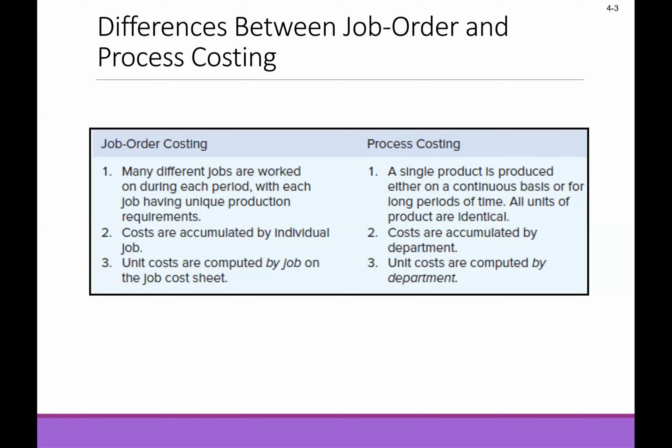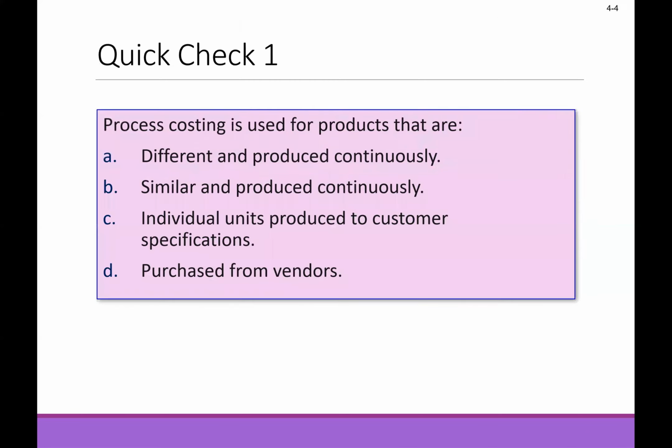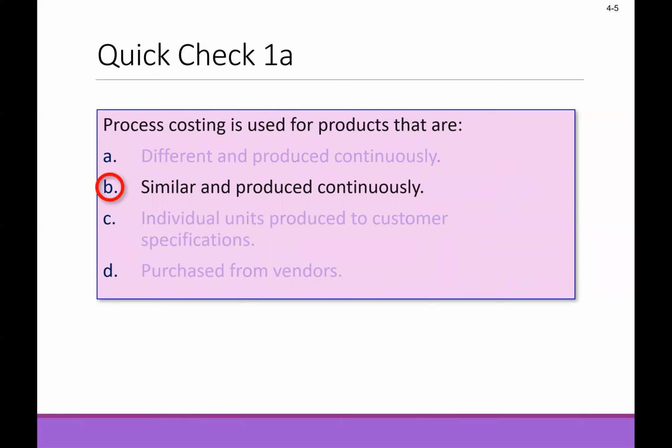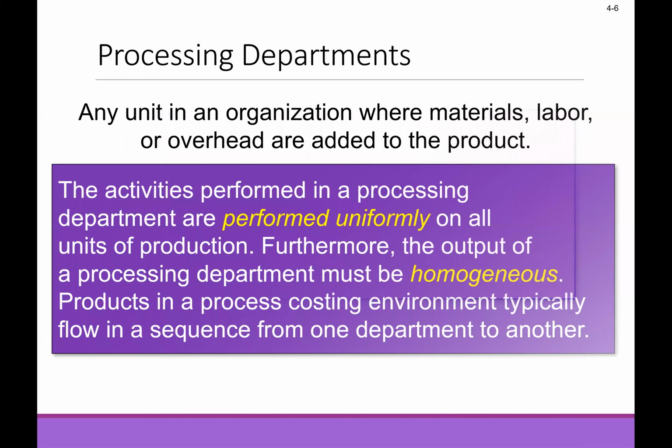Now, in job order costing, they're working on a lot of different jobs during the same period, and the costs get accumulated by individual job. But in this case, the costs are going to be accumulated by department. Okay? So when we look at here, let's do our little first question. Process costing is used for products that are similar and that are produced continuously.